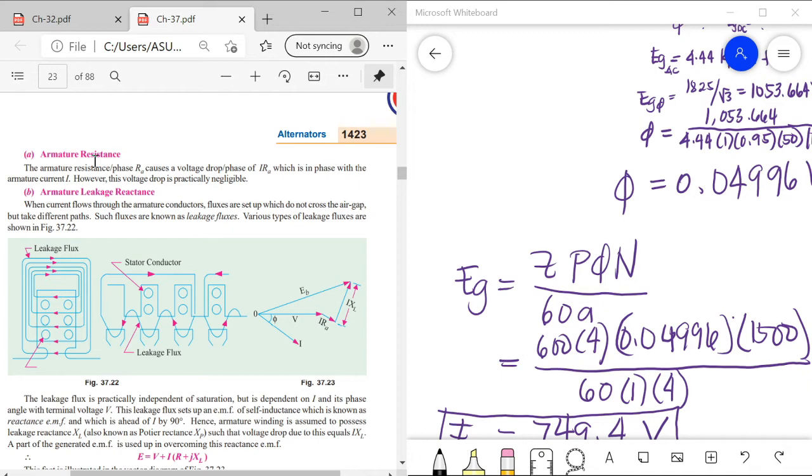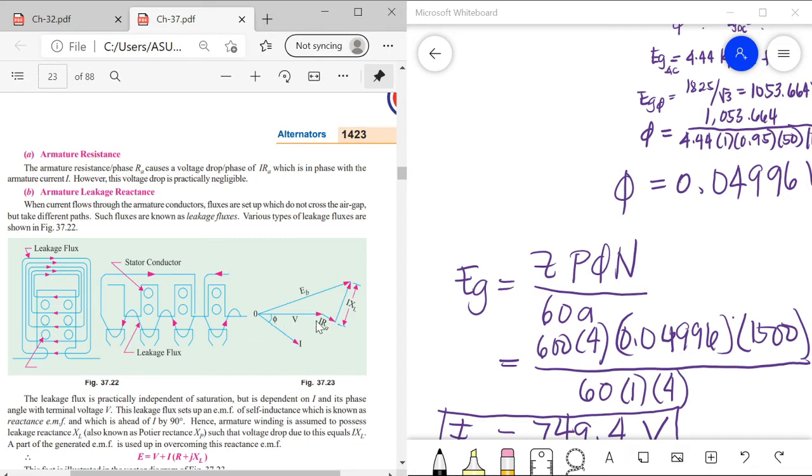Next, armature leakage reactance. When current flows through the armature conductors, fluxes are set up which do not cross the air gap but take different paths. Such fluxes are known as leakage fluxes. Various types of leakage fluxes are shown in this figure.